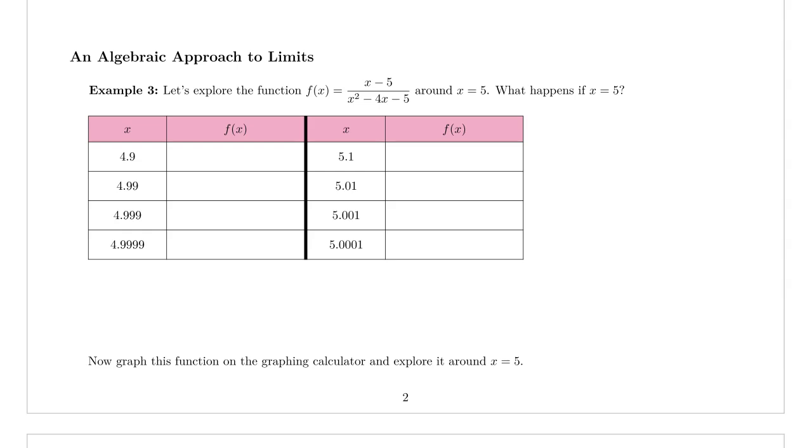Example 3 says, let's explore the function f of x equals this rational function around x equals 5. What happens if x equals 5? So to answer this question here, what happens if x equals 5? We get division by 0, and so the function's not defined when x equals 5, so undefined. Because 5 is not in the domain of this function.